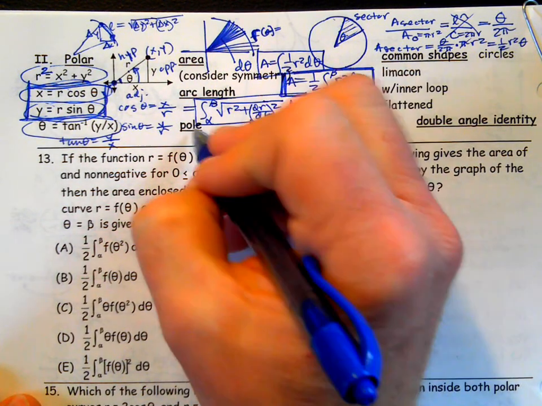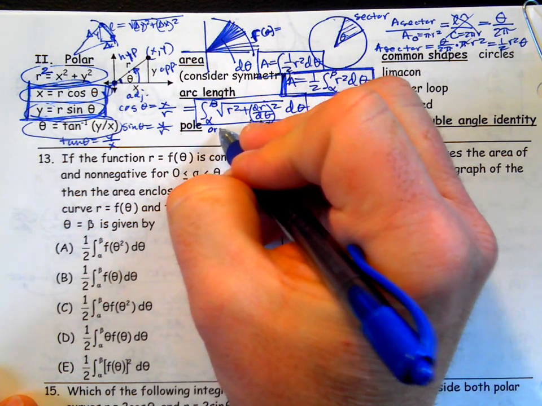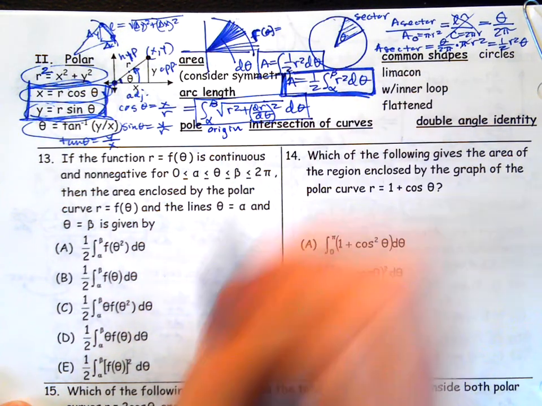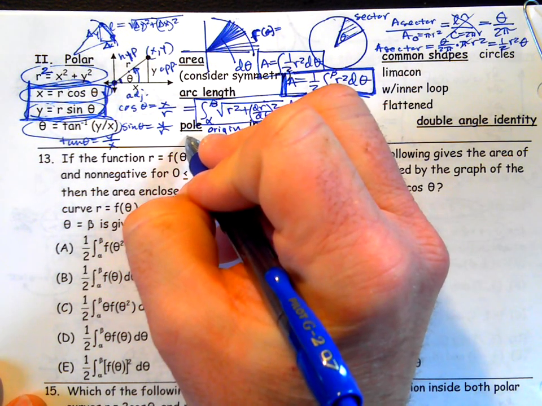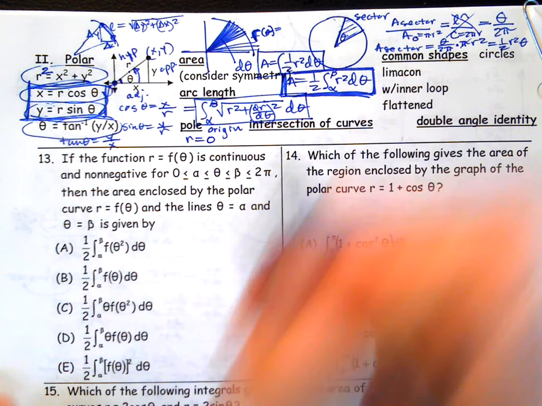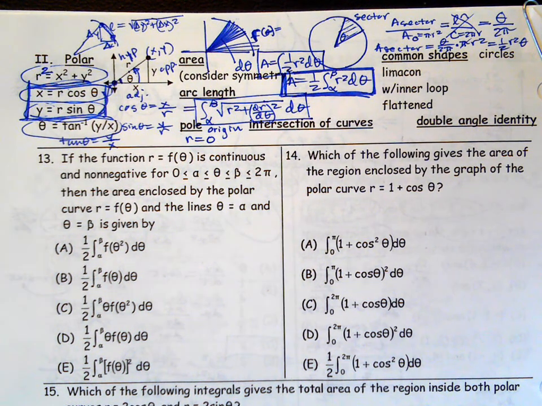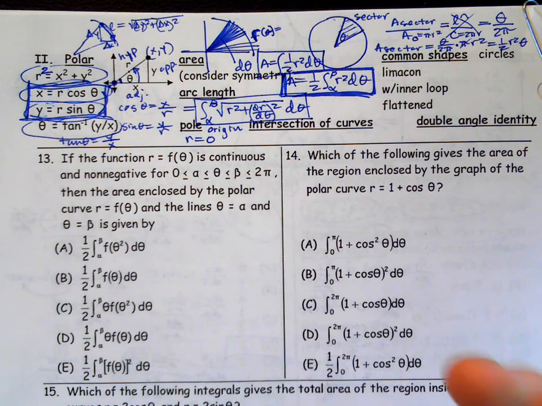The pole is another name for the origin. And what is always true at the pole is that the radius is zero. So sometimes you're asked to find things that are true about the pole, or the pole has interesting conclusions. And so the way you identify it is by setting r equals zero, and then you can solve for what angle it goes through the pole.